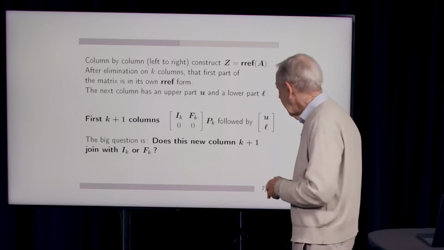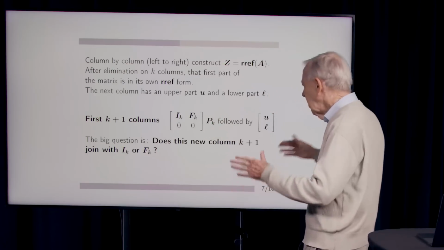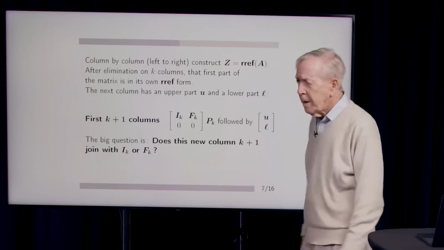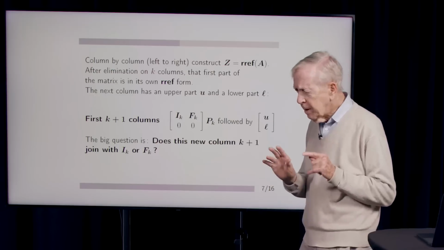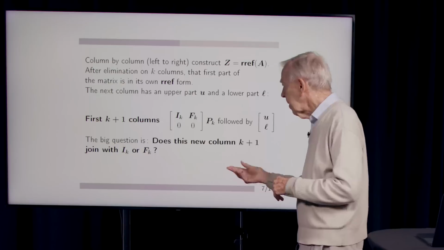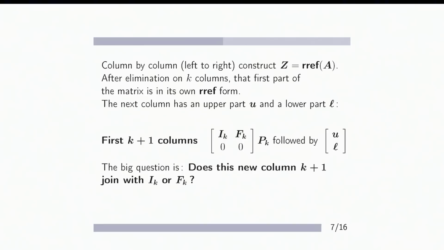I come to the new column, and I want a picture like this with k moved up to k plus 1. It's a lot to give you all the details of elimination, but everybody catches onto them by doing a few, either on a computer or by hand. So our question is, is this new column going to feed into the identity?